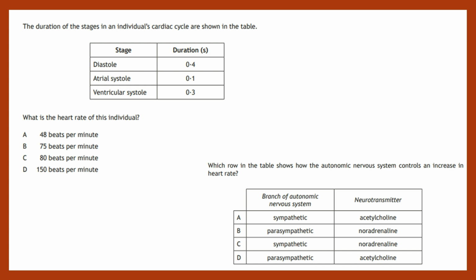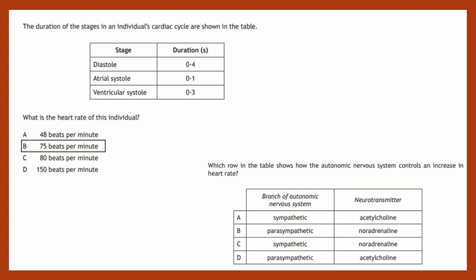Question 1: the duration of the stages in the individual's cardiac cycle are shown in the table, and from the duration of those events, which would relate to the ECG, you have to calculate the heart rate of this individual. So we need to add up the duration of each of the individual stages for a total of 0.8, which tells us every 0.8 seconds we have a heartbeat. 60 divided by 0.8 is 75 beats per minute.